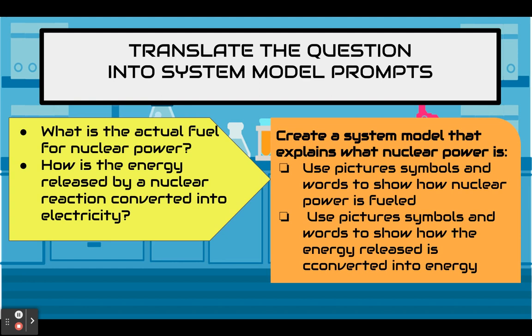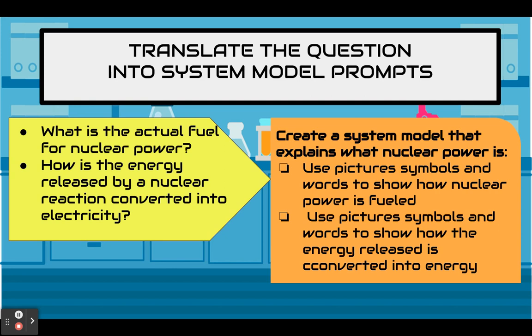So for this lesson, all I did was translate the question into system model prompts. So the two questions that I want to know if my kids know is what is the actual fuel for nuclear power? And after doing their research, how is the energy released by a nuclear reaction converted into electricity? All I would do is translate the questions into specific prompts that help them focus what information they need to use on their system model. And they can use this as like a checklist as well.